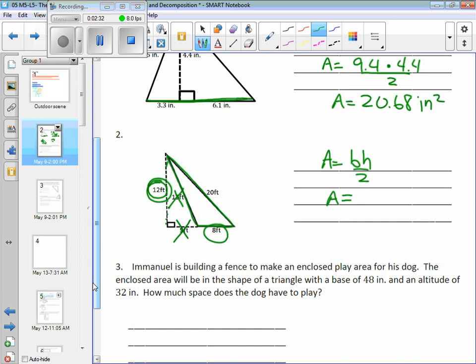Okay, so if you do 8 and 12 divided by 2, you can knock out 2 and 12 if you want. You wind up with 48 square feet. If you didn't get it, it's fine, but learn from your mistake so you know what to do the next time you see it. Okay?